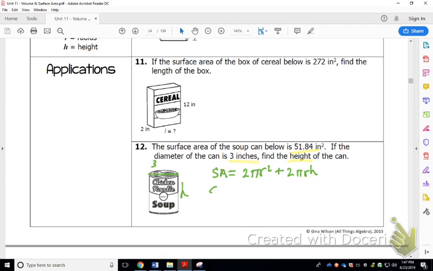Surface area, we'll replace that with 51.84. 2 pi, all right, we need our radius. What's our radius? 1.5, so 1.5, squared, plus 2 times pi times radius times our height. That is our unknown, so we'll leave that as an H. If you would prefer to put an X in its place, you may do that as well.